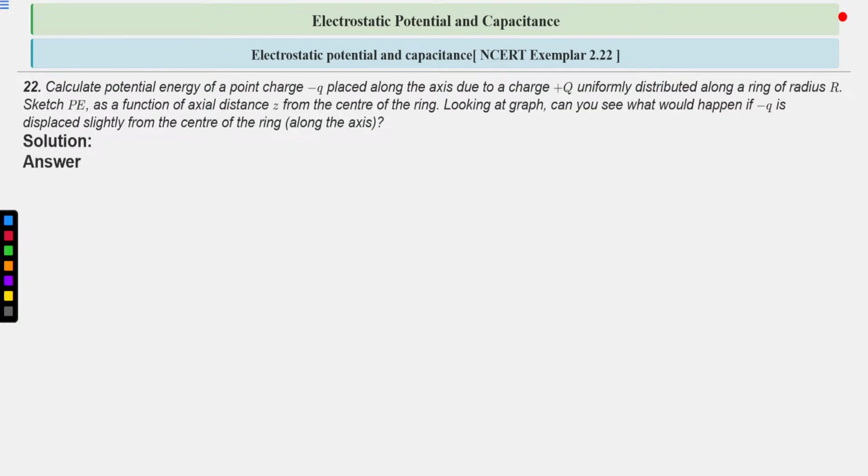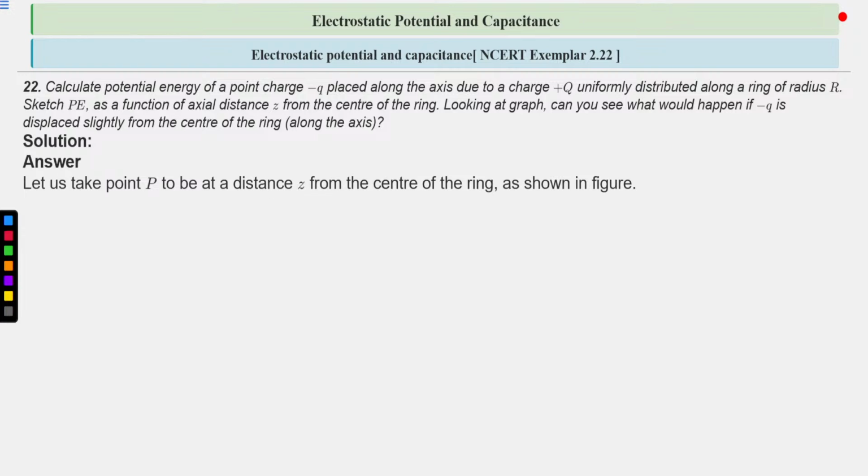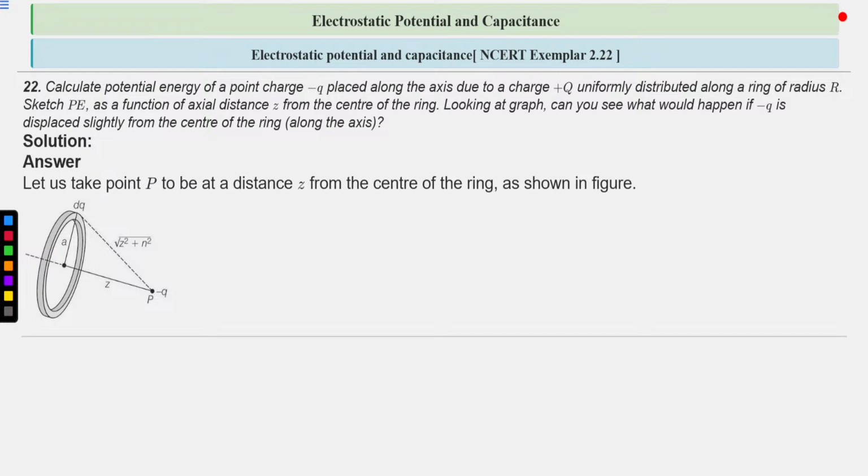So let's see the answer. Let's take a point P at a distance Z from the center of the ring, as shown in the figure. This is the ring, and capital Q charge is uniformly distributed over this ring, and this small dq is the charge on the small element that we are taking for deriving an expression.